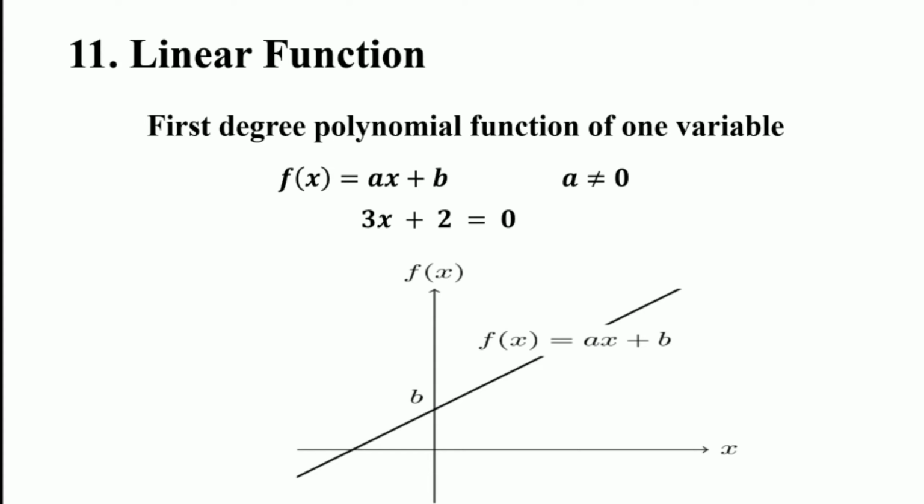The next one is the linear function. A linear function is a first degree polynomial function of one variable. These functions are known as linear because they are precisely the functions whose graph is a straight line. It is generally in the form of f of x is equal to ax plus b, where a is not equal to 0, and a and b are real numbers. For example, 3x plus 2 is equal to 0. In this case, the power of x is equal to 1, so such a type of function is known as a linear function.